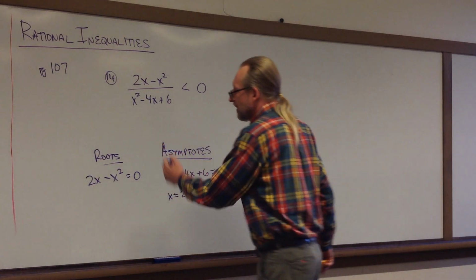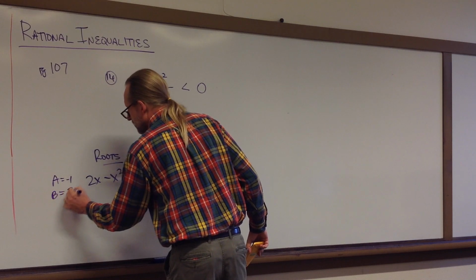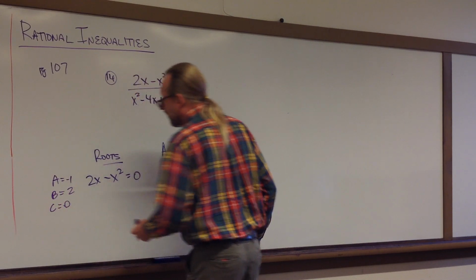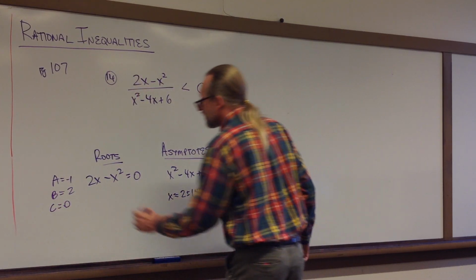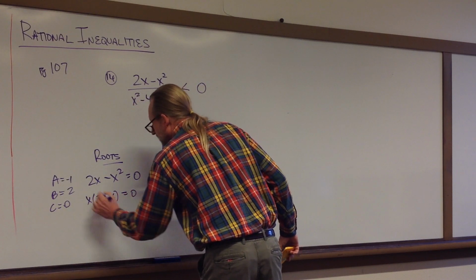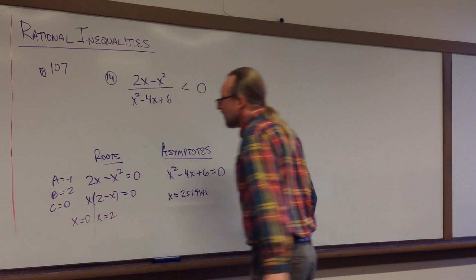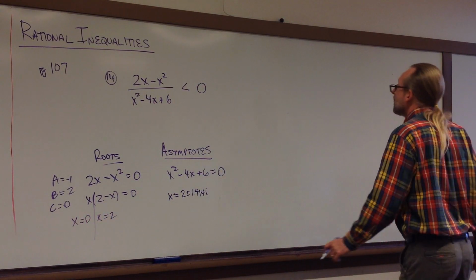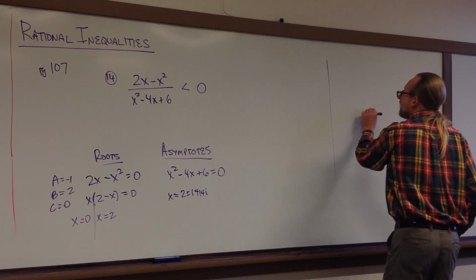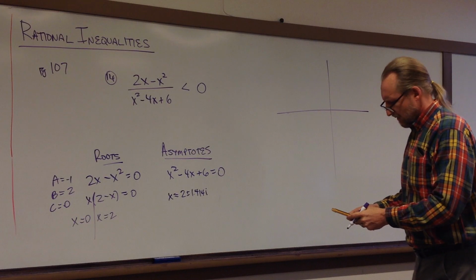Over here, you can run this through the quadratic if you want. A is -1, B is 2, C is 0. So you can do it that way. This is pretty easy to solve by factoring as well. Factor out that x, and we should see roots at 0 and 2. All right, well, let's look at the graph and see what it shows us.